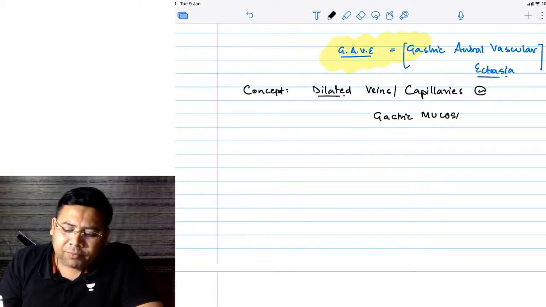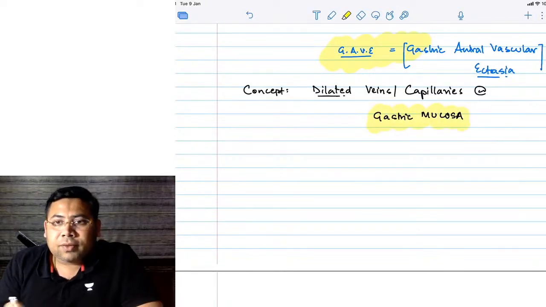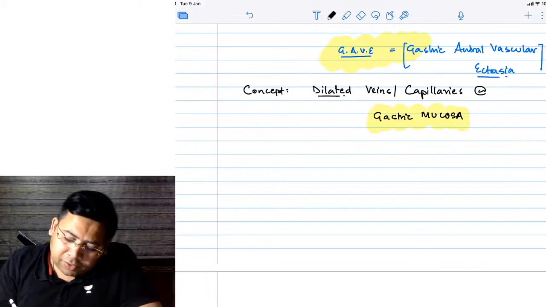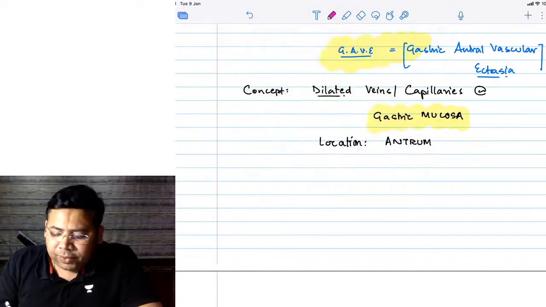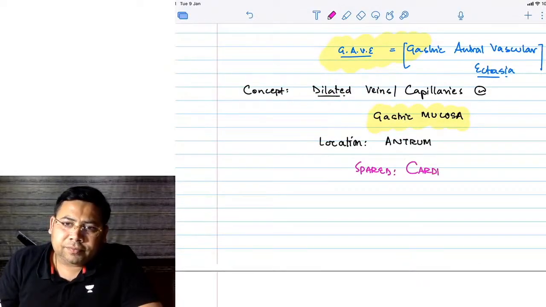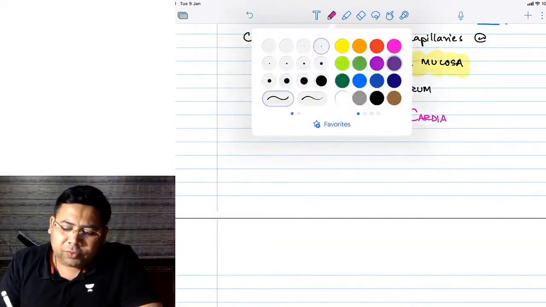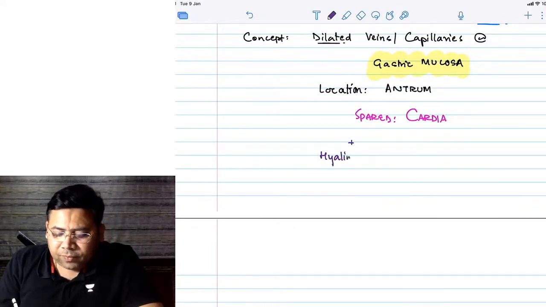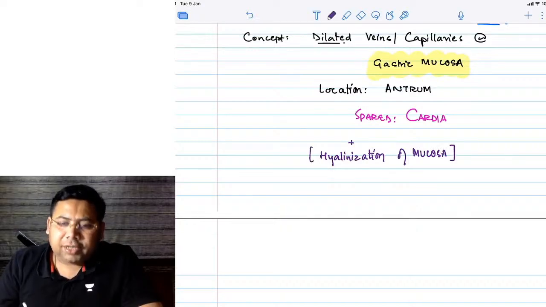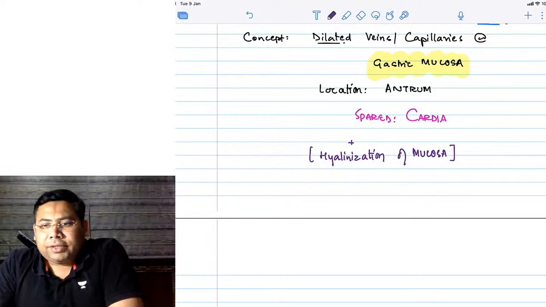So dilated veins and capillaries at the level of the gastric mucosa. Is that clear or no? This is the hallmark. And if you talk about the location, it involves the antrum. And what is spared? Remember, what is spared? The answer is the cardia is spared. Apart from this, what else do you get to see? Along with this, you get to see hyalinization of the gastric mucosa, and along with that, dilated veins and capillaries.